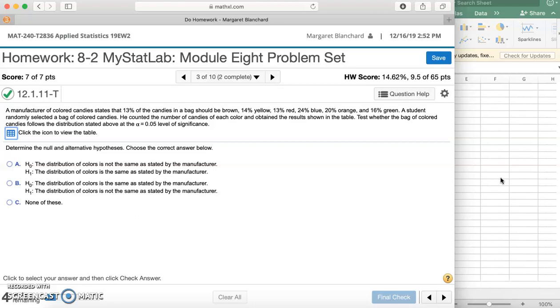A student randomly selected a bag of colored candies. He counted the number of candies of each color and obtained the results shown in the table. Test whether the bag of colored candies follows the distribution stated above at the alpha equals 0.05 level of significance.